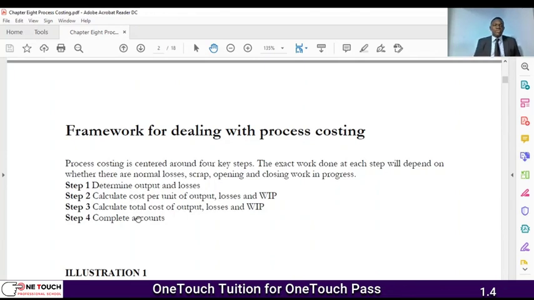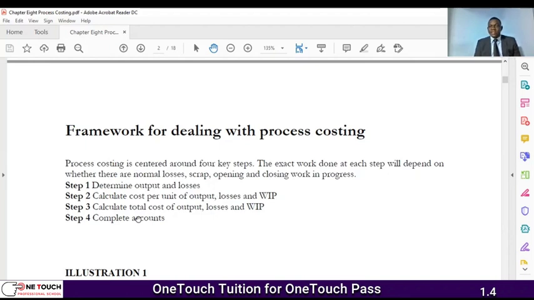So the first thing to do, step 1, is to determine the outputs and losses. You need to find out whether in the production process there were any losses, and therefore what will be the expected output of the process. The next step is to calculate the cost per unit of outputs, losses and work in progress, because if there are losses in the process, whether normal or abnormal, we need to value them, as well as the work in progress.